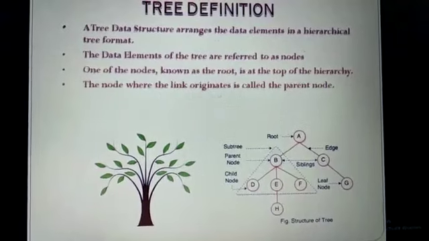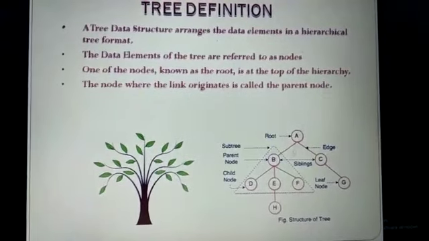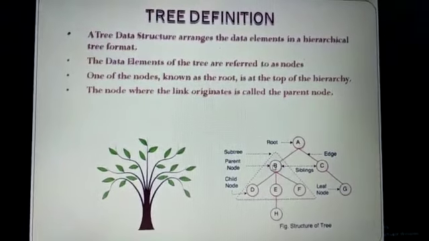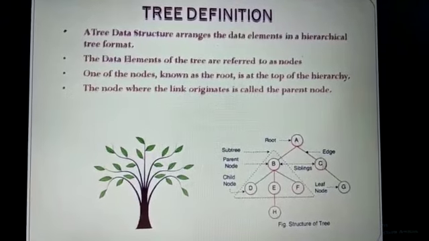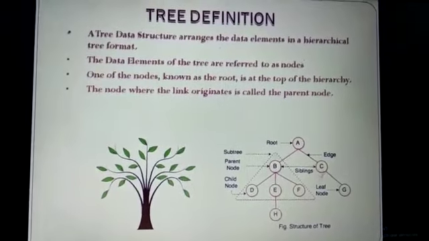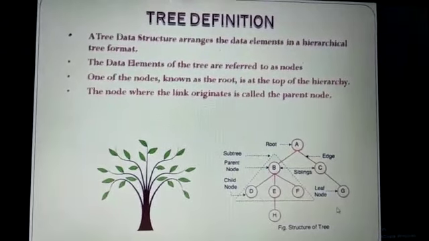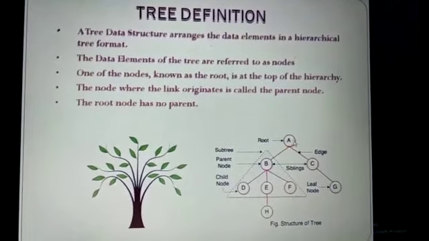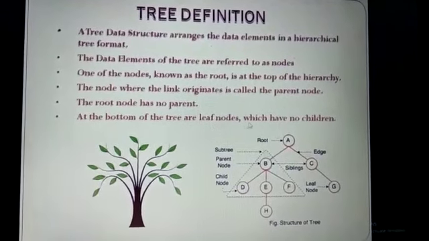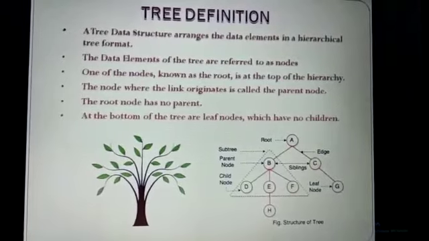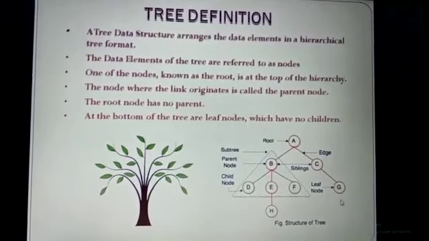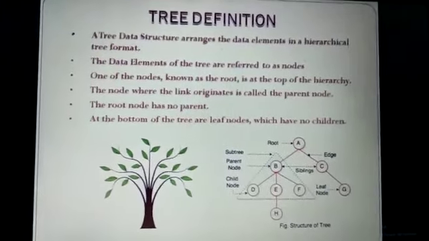The node where the link originates is called the parent node. In this example, node B is originated from A, so A is the parent of B. Then A is also the parent of C. B is the parent of D, E, F, E is the parent of H, C is the parent of G. The root node has no parent because it is the first node of this tree. At the bottom of the tree are leaf nodes which have no children. The nodes D, H, F, G are called as leaf nodes because they don't have children.